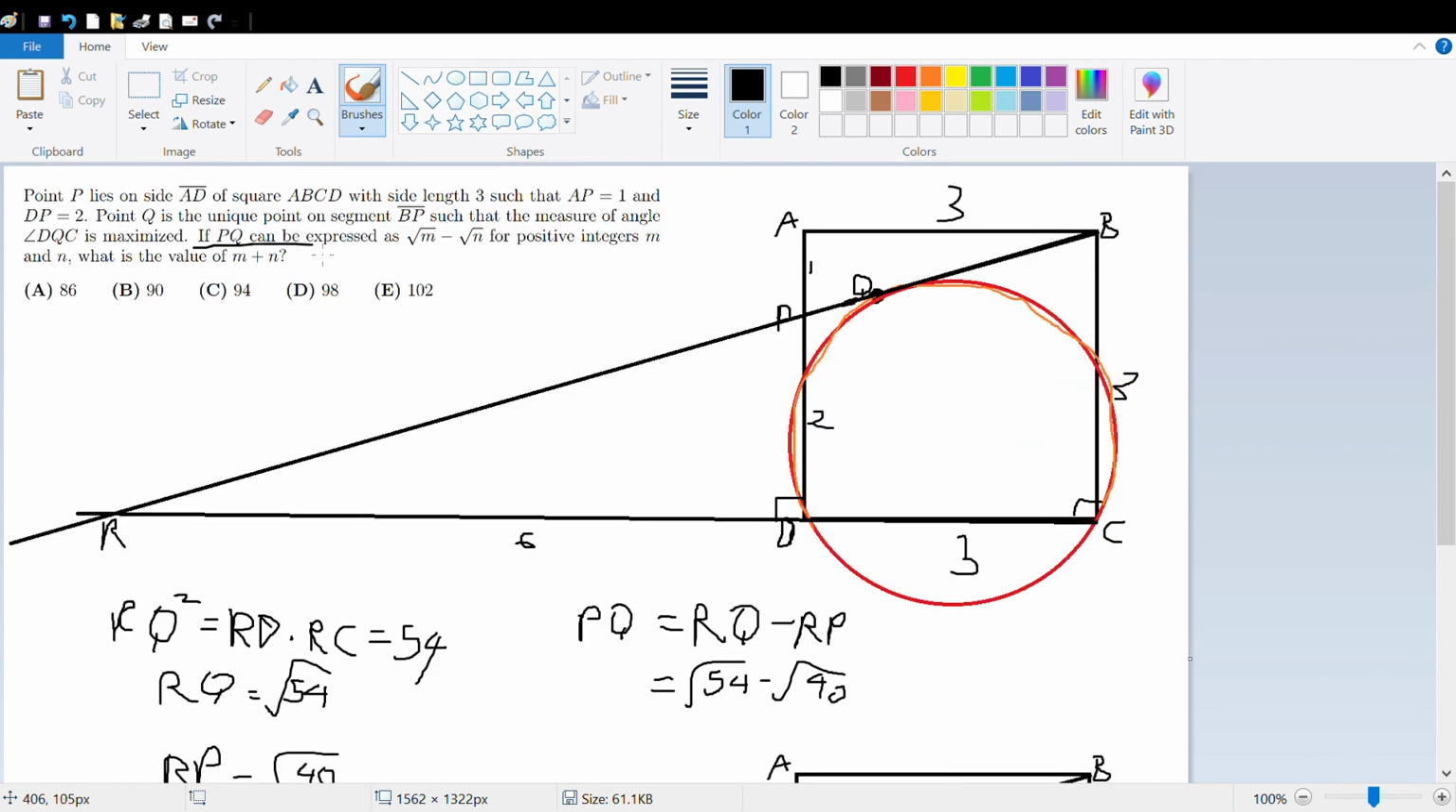And our problem asks for this. So we found that it's root 54 minus root 40, and it asks for the sum m plus n. That's 54 plus 40, which is 94. That's C, and we're done.